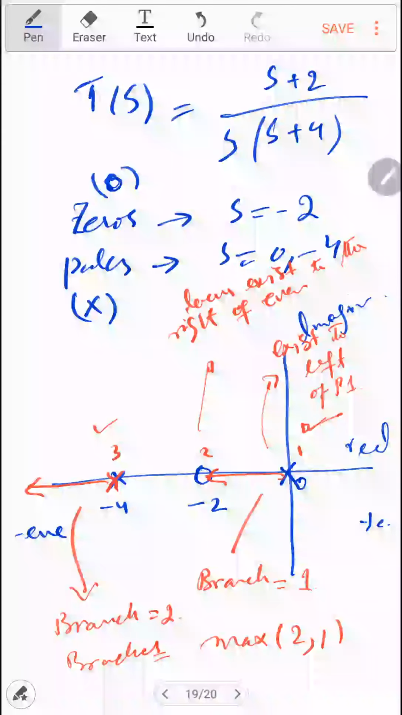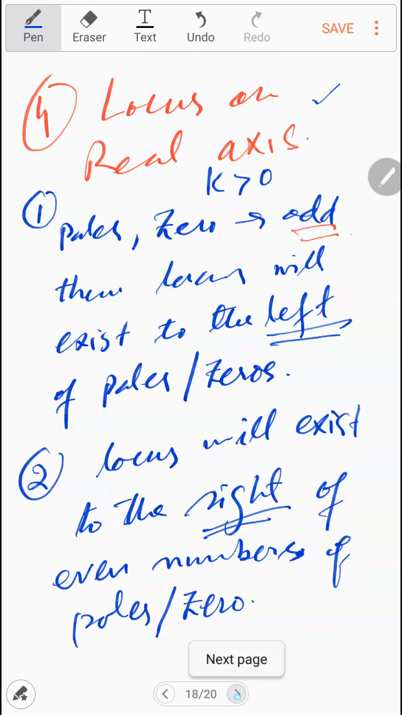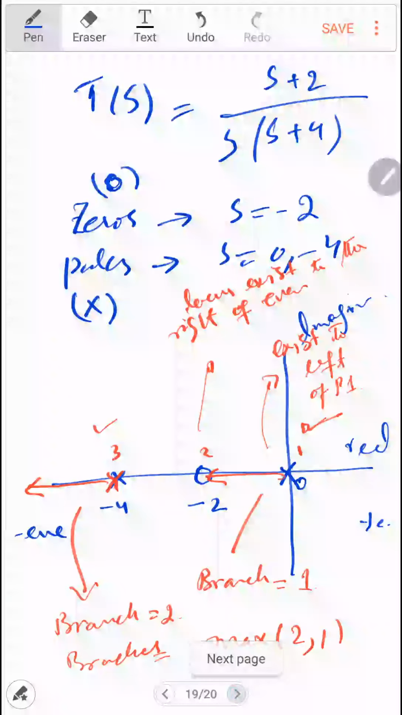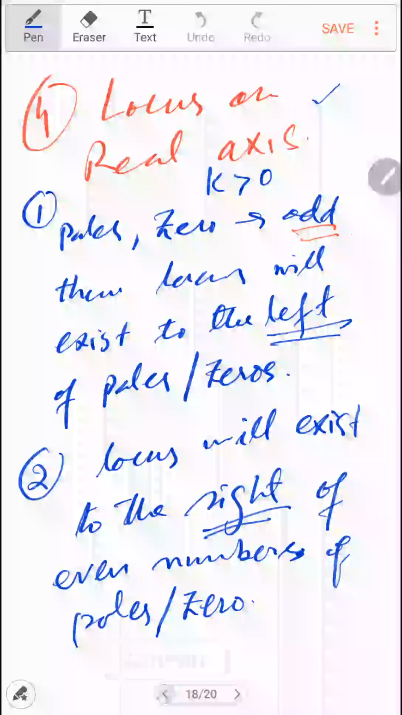Now related to this one, the root locus on the real axis. Remember, this is for the negative feedback system, and this is for when k is greater than 0, meaning when k is positive. But what will happen if k is negative, or you can say the positive feedback system? When k is negative, or less than 0, then we will take the reciprocal of this one, the opposite of this one.